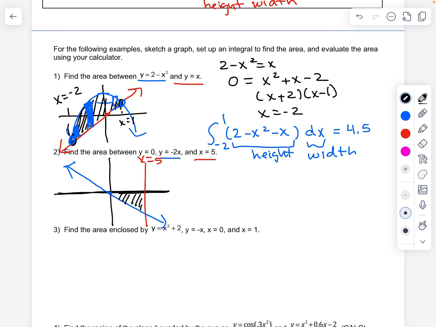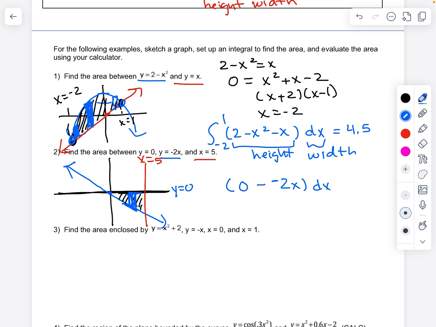Okay, now I can find the area of this triangle geometrically, but now the idea is we can use calculus to do it. So what I typically do is I always try to draw in one rectangle and look at that rectangle and do the height of that rectangle. It's always the top of the rectangle minus the bottom. That's the only way you're going to get a positive number. So notice the top of the rectangle hits at this line, which is y equals 0. So 0 minus the bottom of the rectangle always hits the blue line, which is -2x. So 0 minus -2x. That's the height of the rectangle.